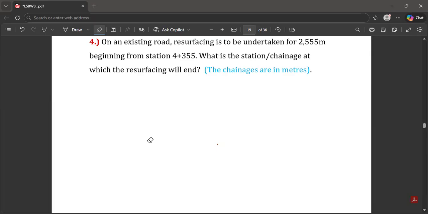So given in the first one, we have to calculate the end station. Good. First of all, we have to convert the starting station. We can convert the starting station into meters, and then at the end of the day, we can add it to the meters. Then later, we convert it back into chainage. Okay, so let's quickly do that and see. So this is a solution of that.